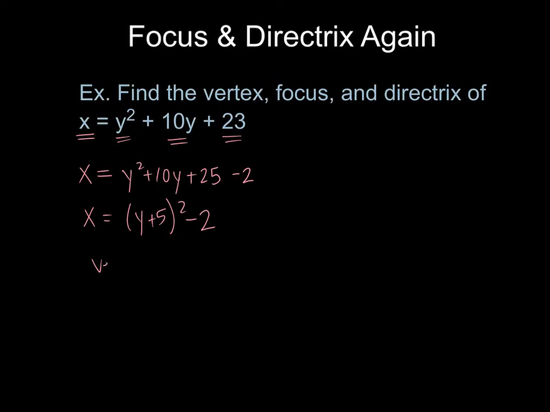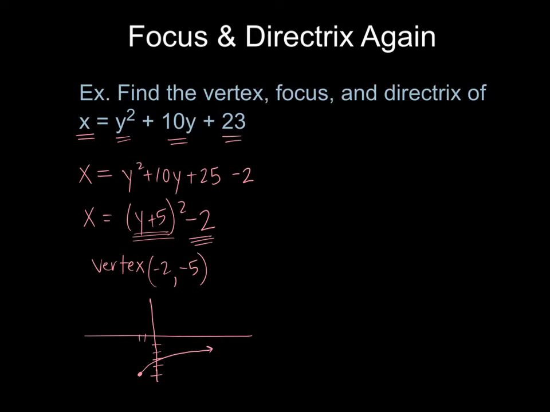So the vertex, remember how in the inside parentheses we used to take the opposite of that number? So the y coordinate of my vertex is negative 5. The x coordinate is this number, negative 2. So we're going to have a vertex at negative 2, negative 5. I'm just going to sketch that to get an idea when I'm looking for vertex and focus. Negative 2, negative 5, somewhere down here. And this is a sideways opening parabola, and it's positive. So if that's the vertex, it's going to look approximately like this.